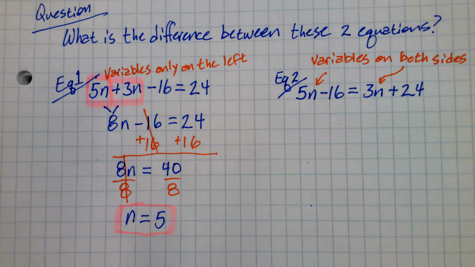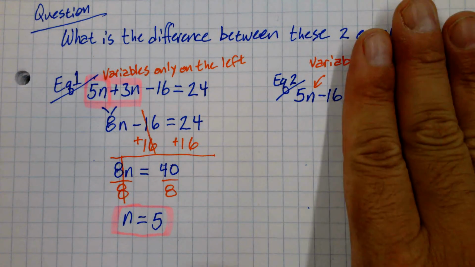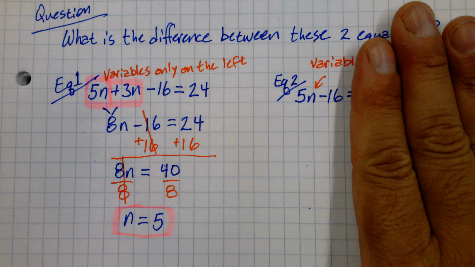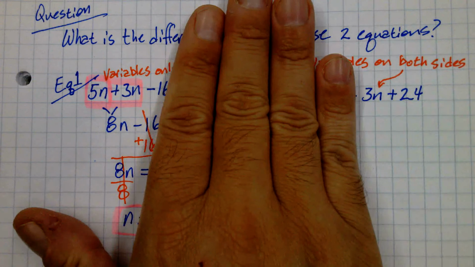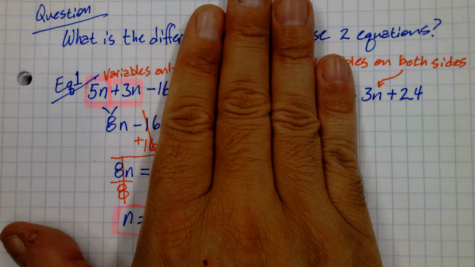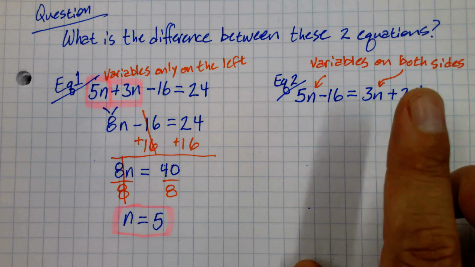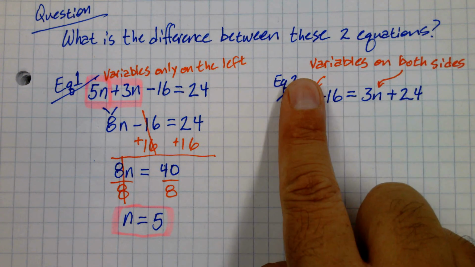So the next one over here, we can't do that. If I just cover up the right side of the equal sign, can I combine 5n and minus 16? Can I put those together? No, they're unlike terms. Same thing if I cover up this side. If I just look at 3n plus 24, I can't combine those. So what I have to do is I can't really solve it until I either get rid of 3n on the right or 5n on the left.